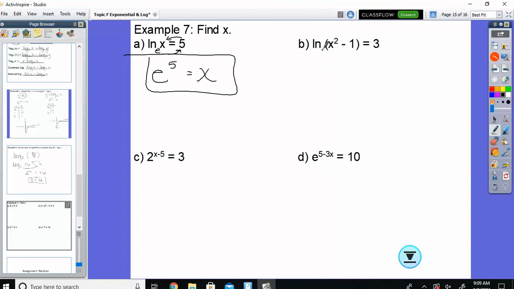B. The natural log of x squared minus 1 equals 3. So this is a base of e. So that means e to the 3rd power equals x squared minus 1. Then what would we do?